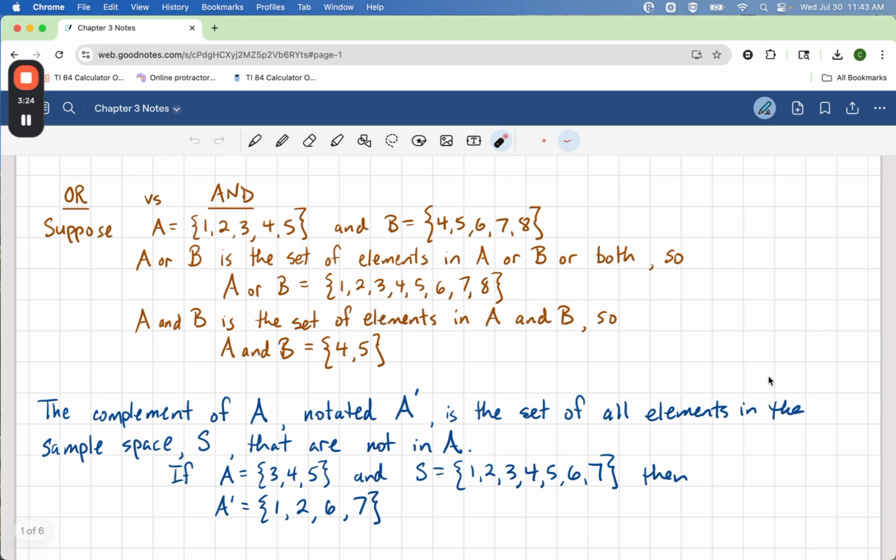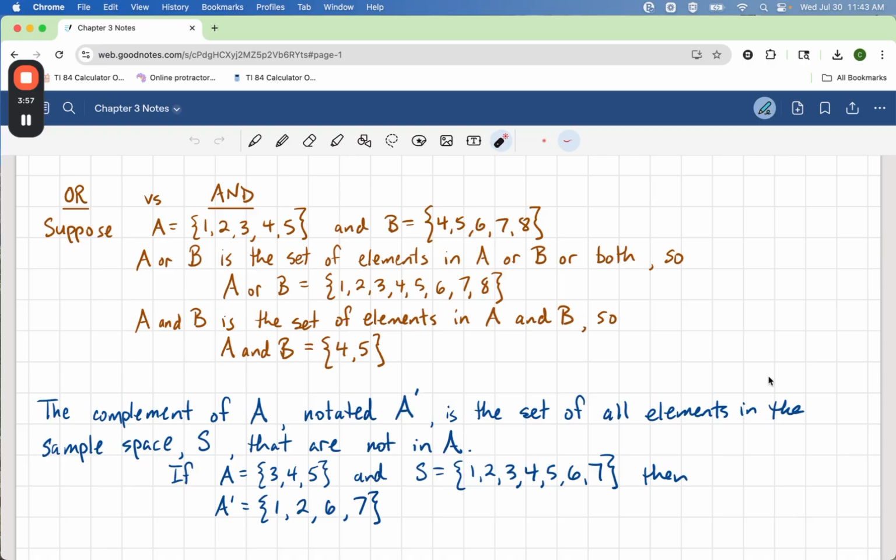Part of the confusing part of probability is the "or" versus "and." So, suppose A is 1, 2, 3, 4, 5, and B is 4, 5, 6, 7, 8. A or B is the set of elements in A or B or both, because 4 and 5 are in A and they're in B, so they're in A or B. So A or B is going to be the set 1, 2, 3, 4, 5, 6, 7, 8. A and B, the elements have to be in both A and in B, so A and B only has 4 and 5 in it.